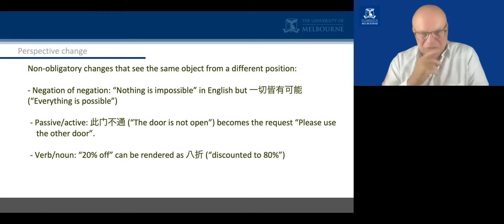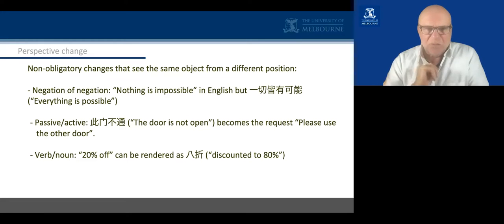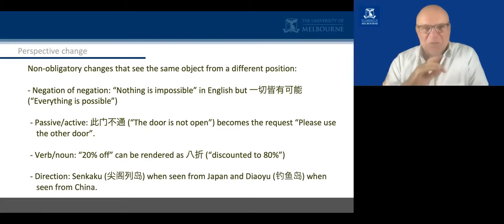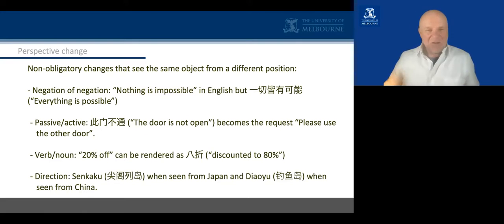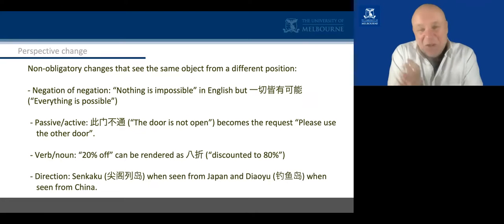I like this one, though. 20% off. In English, that's logical for us. 20% off. The reduction is 20%. In Chinese, no, it's discounted to 80%. Same thing, just looking at it a different way. And we have the same thing. I think I prepared most of this for Chinese people, but the examples are illustrative.